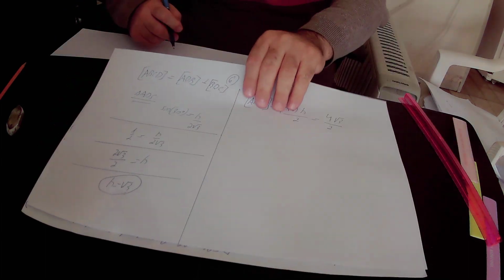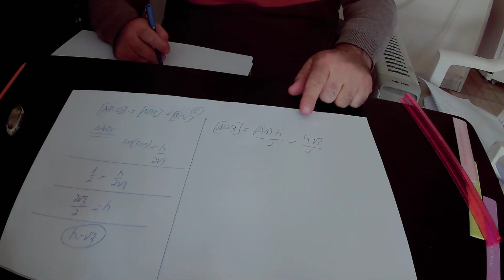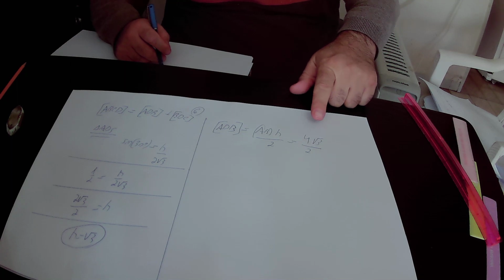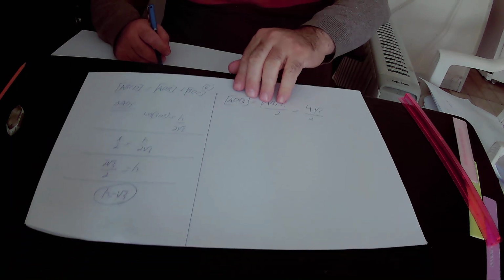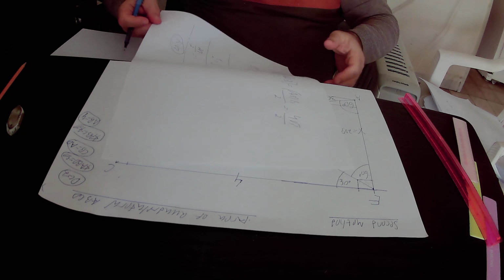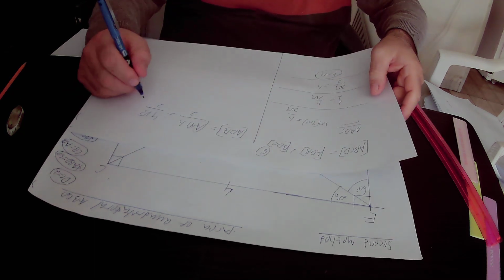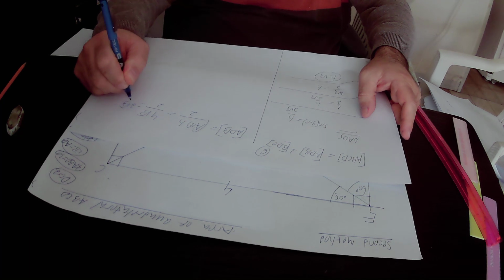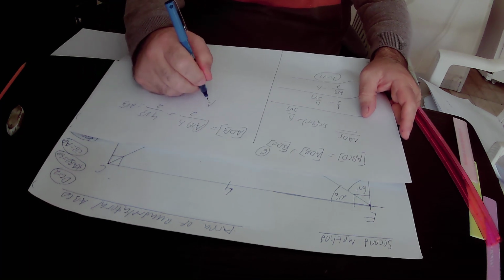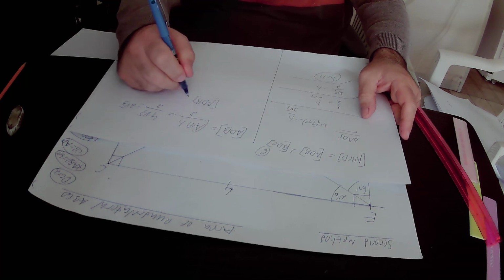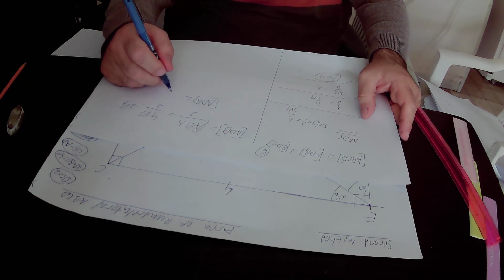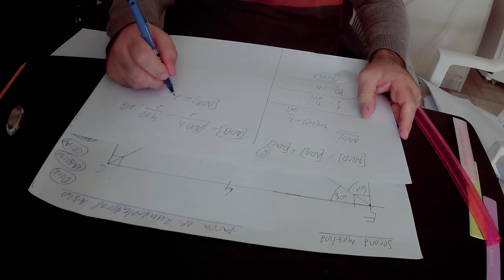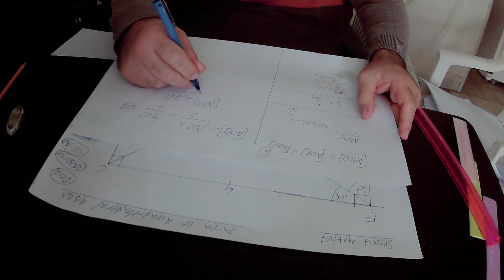So we found out that the area of triangle ADB equals 4 times square root of 3 over 2. 4 over 2 is 2. So it is 2 times square root of 3 square units. So the area of triangle ADB equals 2 times square root of 3 square units.